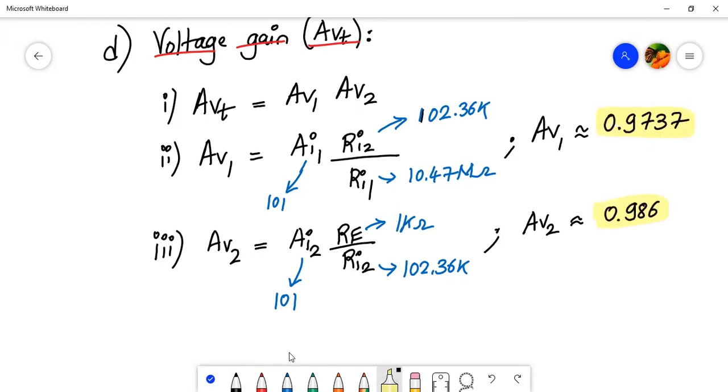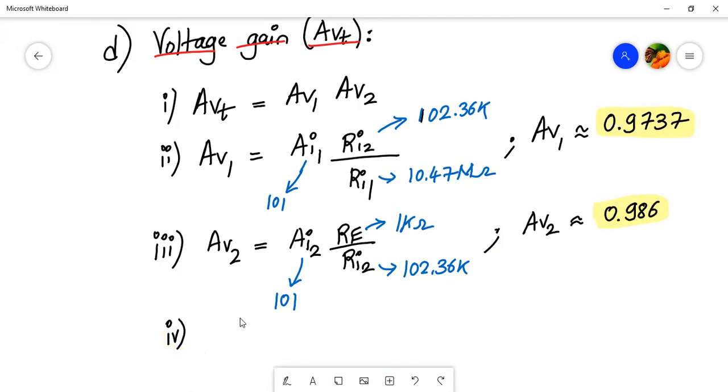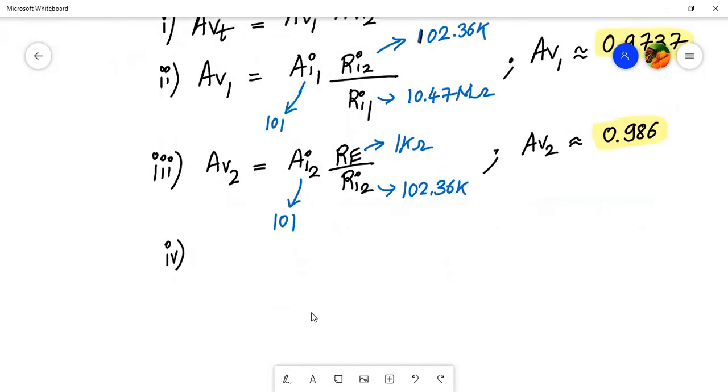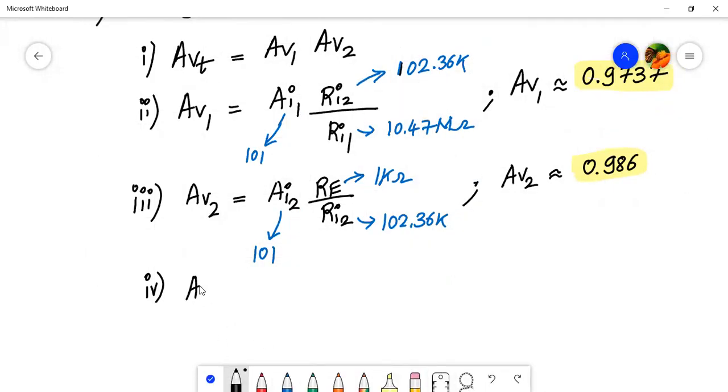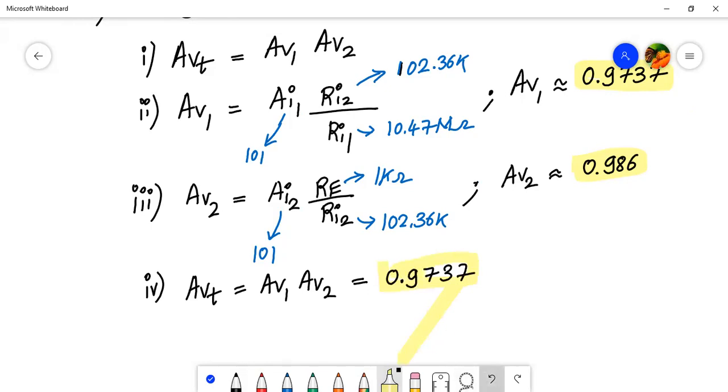And then the total gain. Your total gain is given by AV1 into AV2. And that, if you multiply, is coming out to be close to 0.9737. So that's the voltage gain for a Darlington pair. It is less than unity, and that is true. For an emitter follower amplifier, the gain is close to unity.